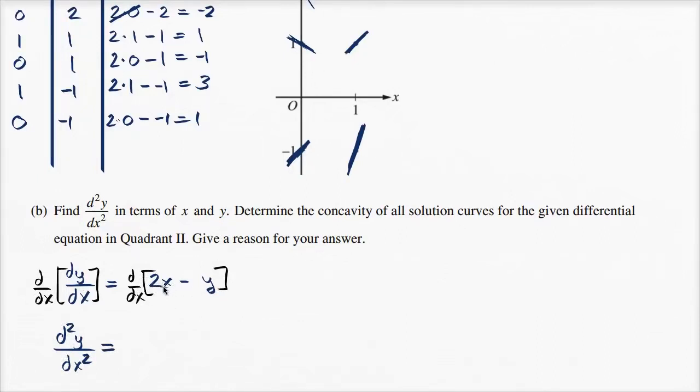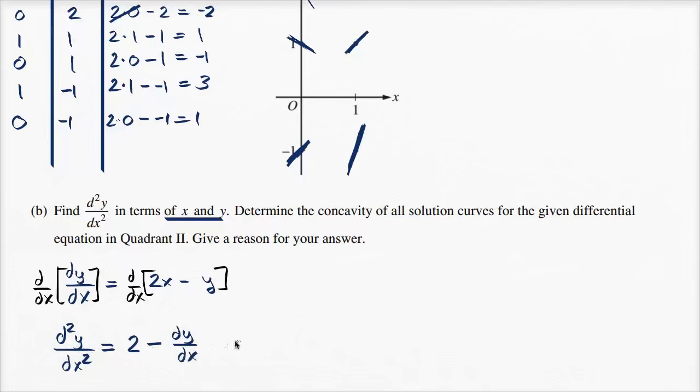The derivative of 2x with respect to x is going to be equal to 2. And then minus the derivative of y with respect to x, well, it's just going to be minus the derivative of y with respect to x. And so we could say, okay, we found the second derivative, but remember, they're saying in terms of x and y. Right now I found the second derivative in terms of a constant and in terms of the first derivative. And so we can substitute our expression for the first derivative back here to have this expression in terms of x and y.